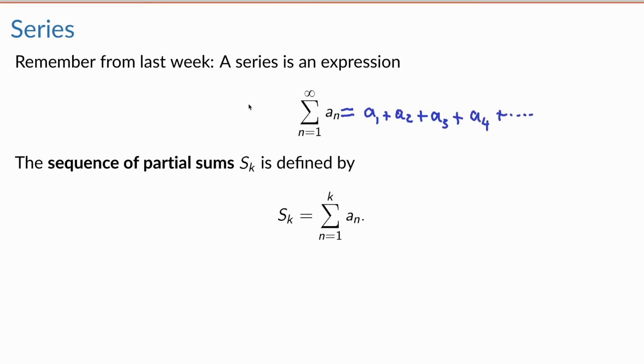And associated to this series, an expression that may or may not mean something, we get a sequence of partial sums. So we say the partial sum Sk is defined by saying that we truncate our sum after we take k terms. So for instance, in our previous example here, S3 would be a1 plus a2 plus a3.